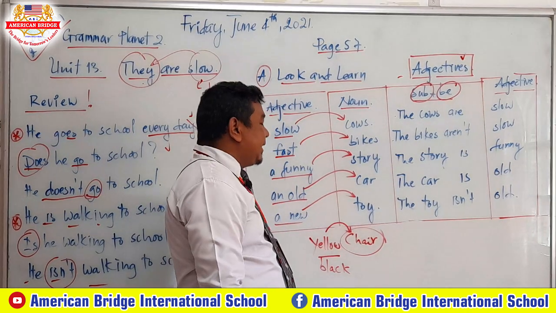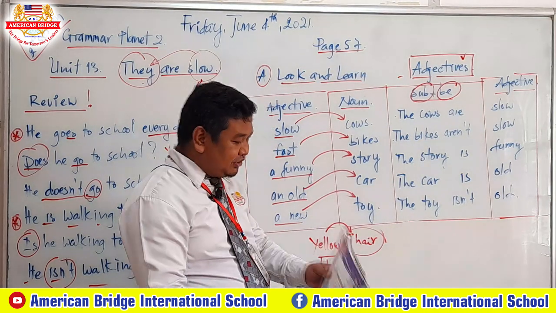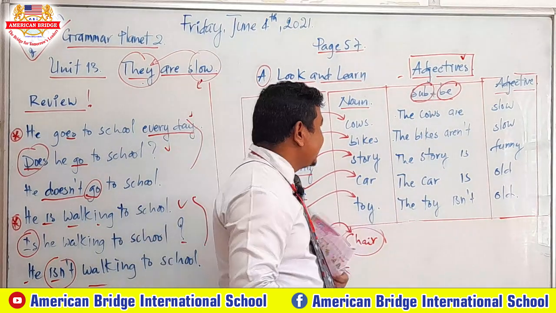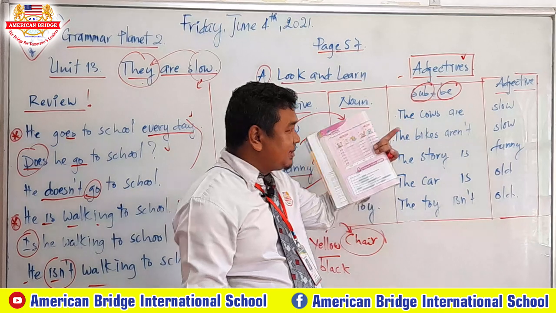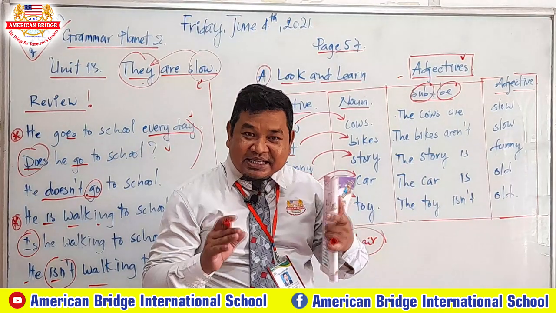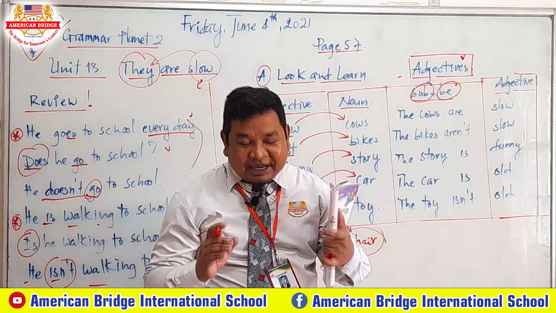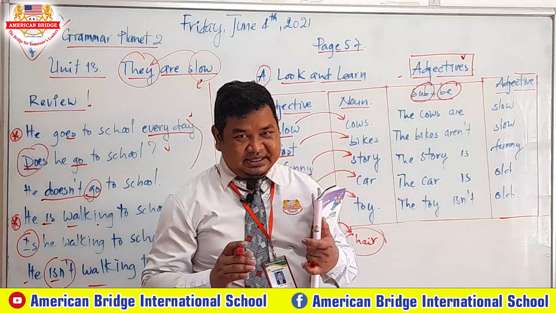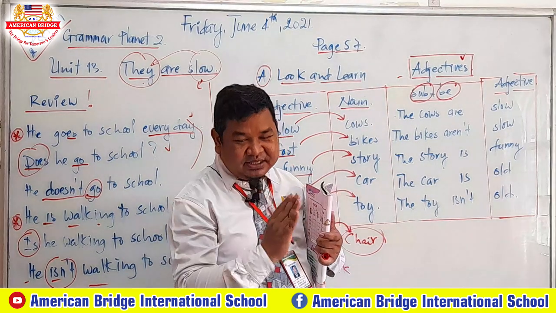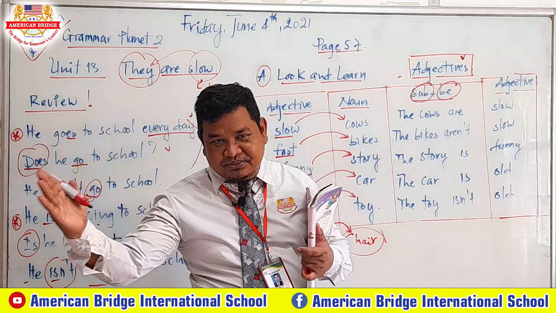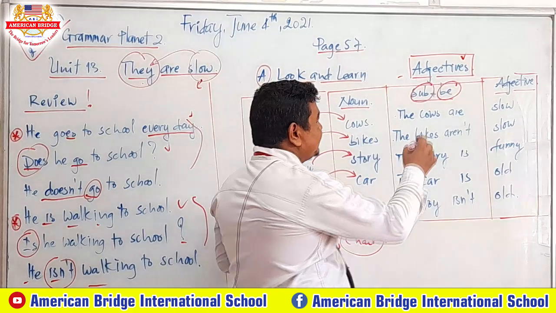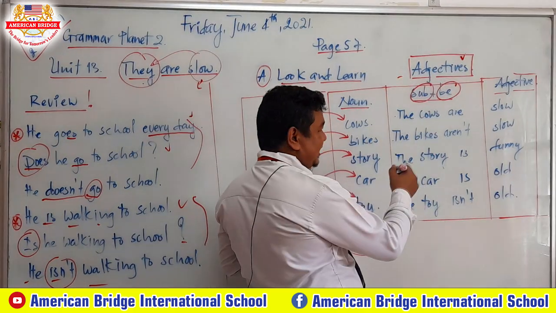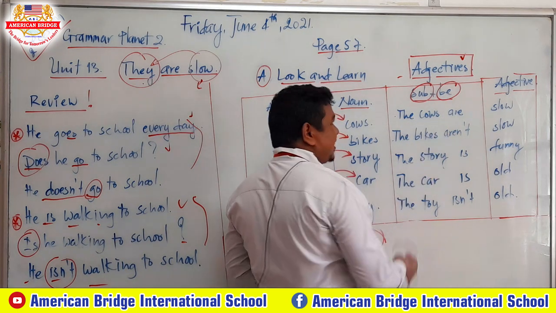Can you see? But for today also, you are going to know about subject. Subject plus be and then plus adjective. This is what you have to know today. You have to know about subject plus to be plus adjective. Okay, example, the cows are slow. Can you see? The cows are. Why the cows are slow?